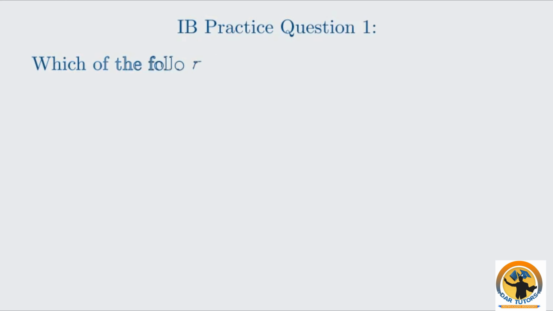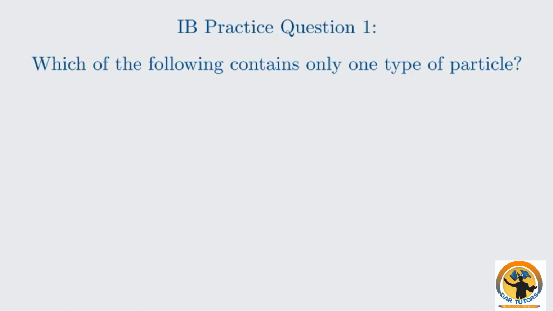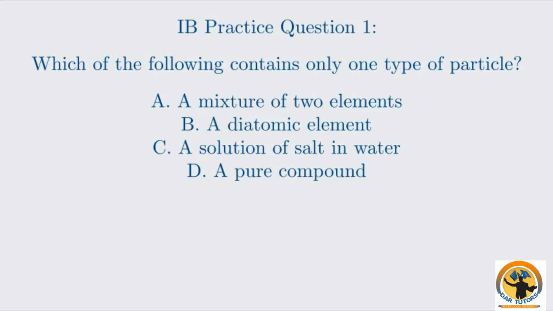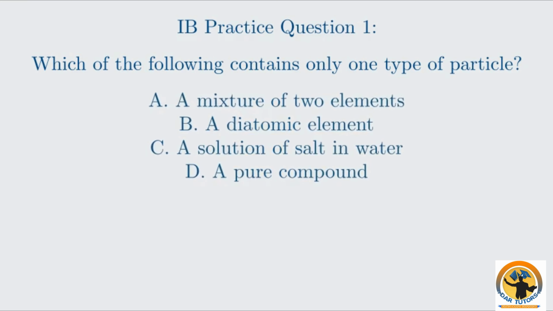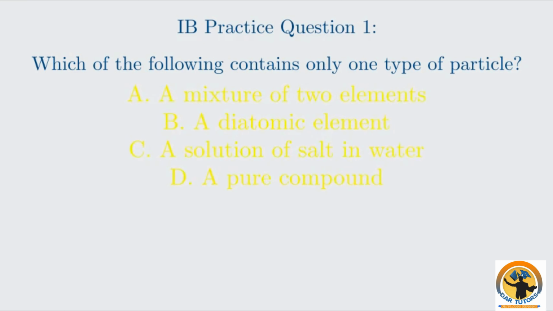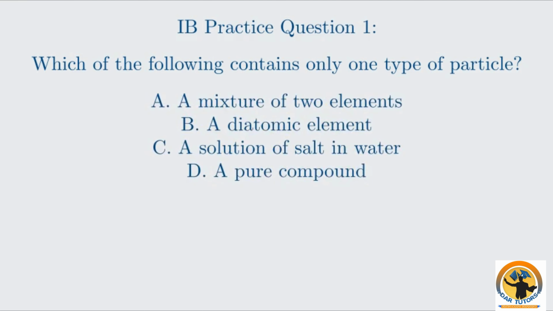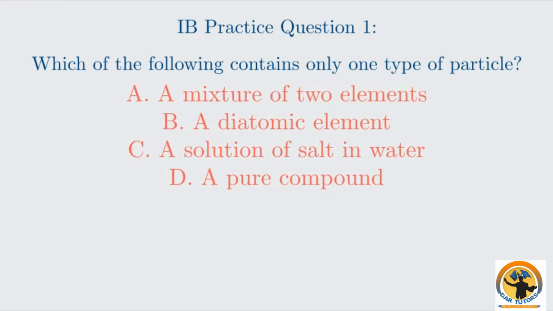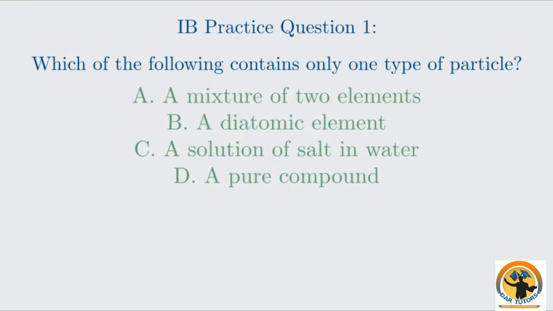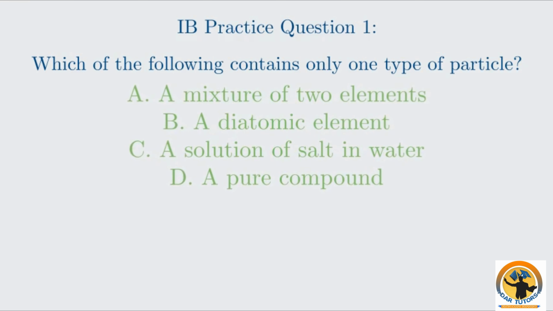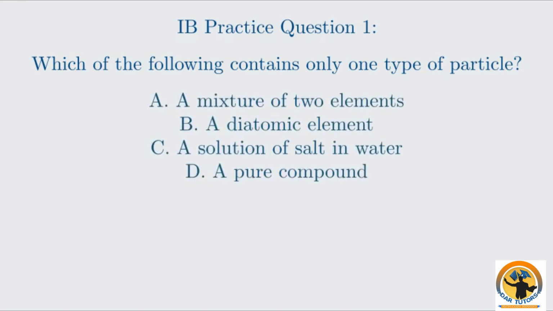Now let's practice with some IB-style questions. Here is our first practice question. Take a moment to read it and try to answer it on your own before I reveal the solution. Let's analyze the options. A mixture contains at least two types of particles. A diatomic element contains molecules, which are a specific type of particle. A compound, like water, contains only one type of molecule. Therefore, only a pure sample of a compound, such as pure H2O, will contain only one type of particle, the water molecule.